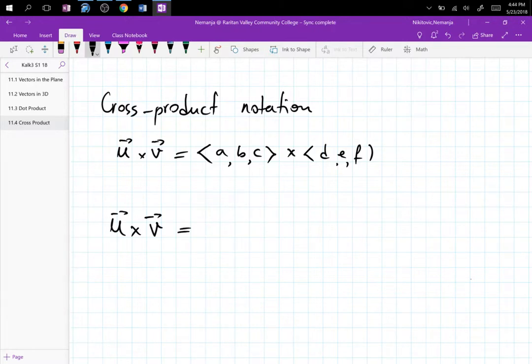So to set up the cross product, you will first put the ijk unit vectors on top. Then you will put the vector U, which is ABC, and then you will put vector V, DEF. This is the standard setup. Row 1 in this matrix is ijk, row 2 is the first vector in the cross product, and row 3 is the second vector in the cross product.